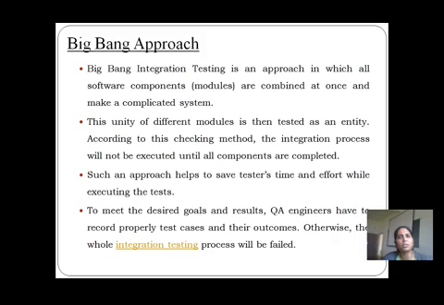So the Big Bang integration testing approach is an approach in which the software components or modules are combined at once. That means they are combined and mixed with each other to make a complicated system. Complicated means it is not easy to understand, because all the modules are combined with each other.